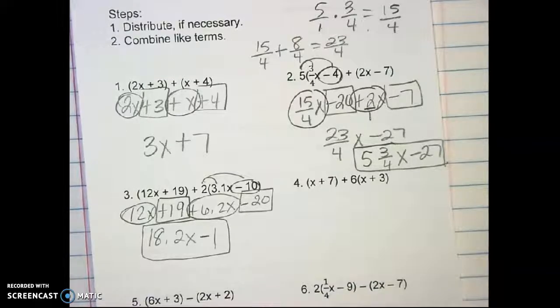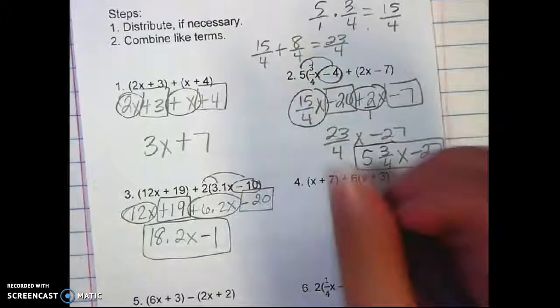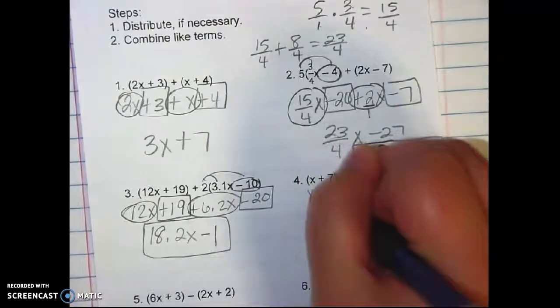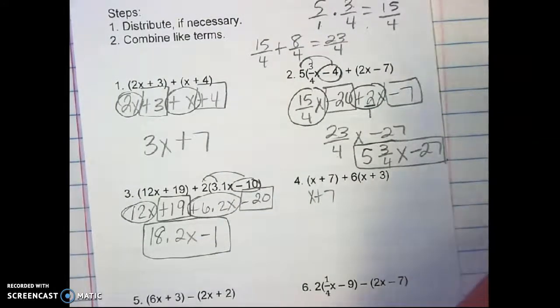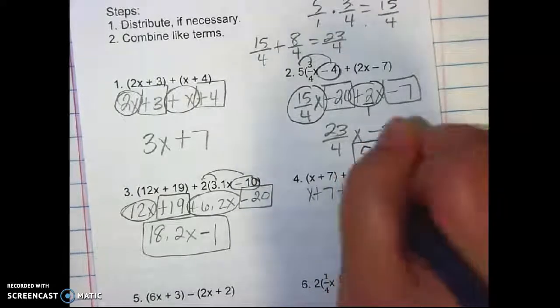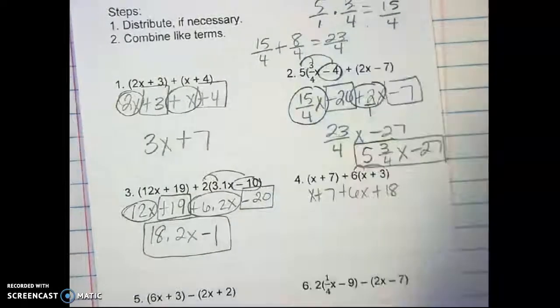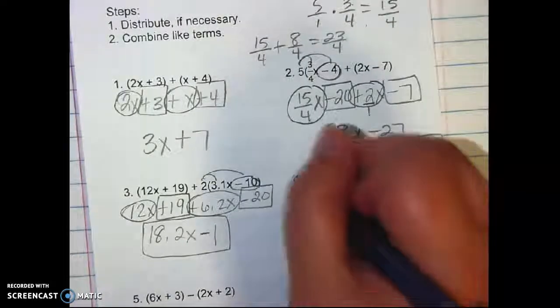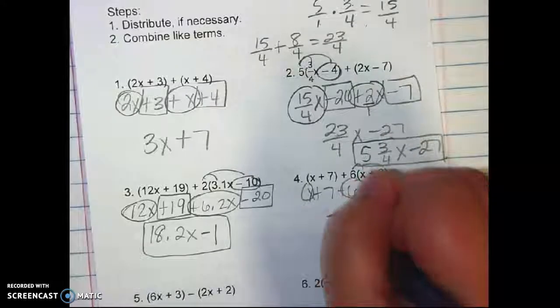For number 4, I am not distributing anything to my first parentheses, so I just write that down, x plus 7. For my second parentheses, I am distributing 6. 6 times x is 6x. 6 times 3 is 18. Now I have an expression where I can combine like terms. X plus 6x is 7x.